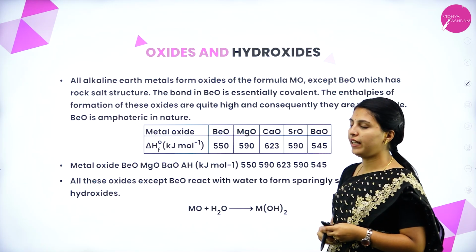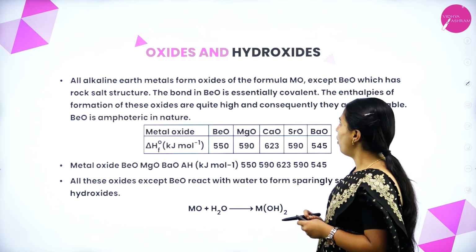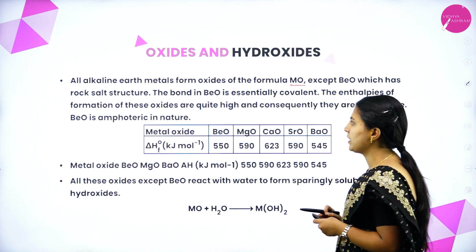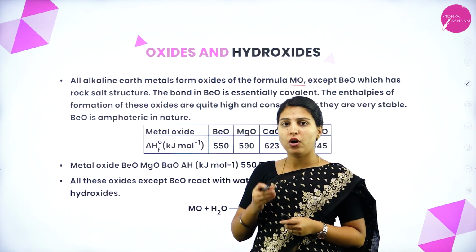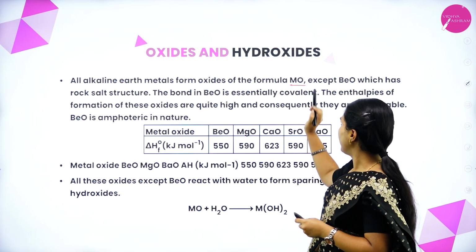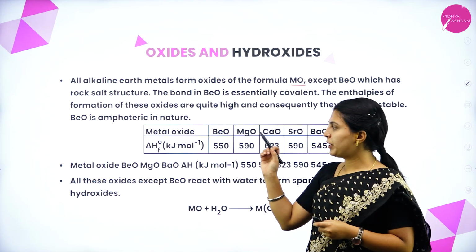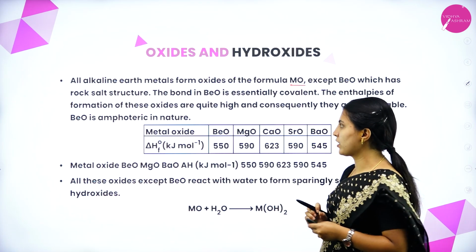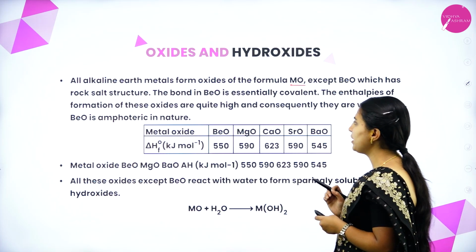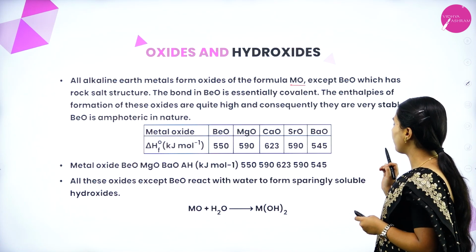Next, oxides and hydroxides. All alkaline earth metals form oxides of the formula MO except beryllium oxide, which has a rock salt structure. The bond in beryllium oxide is essentially covalent. The enthalpies of formation of these oxides are quite high and consequently they are very stable.